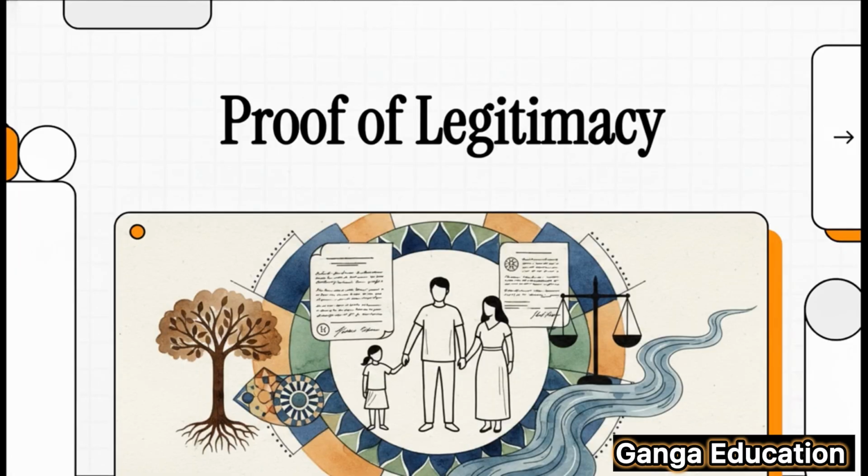So, how exactly does the law decide who a child's father is when there's a dispute? It's a really fascinating question. Today, we're going to dive into a super important topic for all you judiciary and APO aspirants, Section 114 of the new Bharatiya Sakshya Adhiniyam 2023. This section deals with the powerful legal idea of conclusive proof of legitimacy.